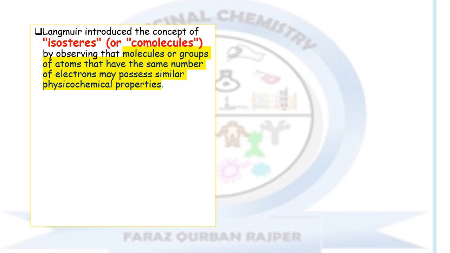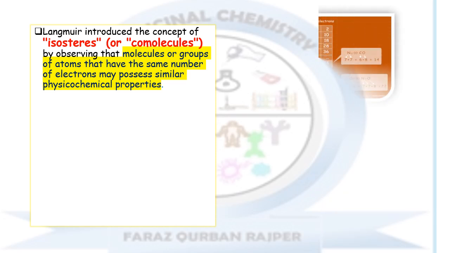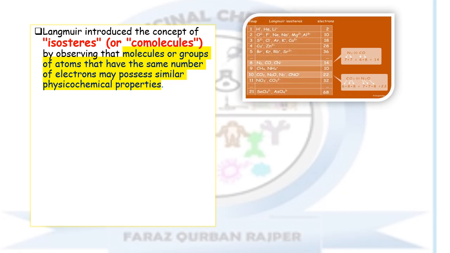In 1919, Langmuir observed that there are certain isosteres, which are molecules or groups of atoms that have the same number of electrons, and on that basis they have similar physicochemical properties. As in this table from Langmuir's isosteres, you may observe hydrogen, helium, lithium have 2 valence electrons, and similarly these underlined, like nitrogen and carbon monoxide, have 14 valence electrons. This is basically the table of groups of atoms arranged by Langmuir as isosteres, and he observed that besides having similar valence electrons, they also possess similar physicochemical properties.